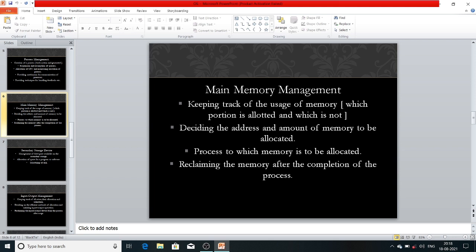Keeping several programs in main memory may be a method of increasing the CPU utilization and increasing the speed of the computer's response. There are several functions in main memory management. Those are keeping track of the usage of the memory, deciding the address and amount of memory to be allocated, the process to which memory is to be allocated, and reclaiming the memory after the completion of the process.